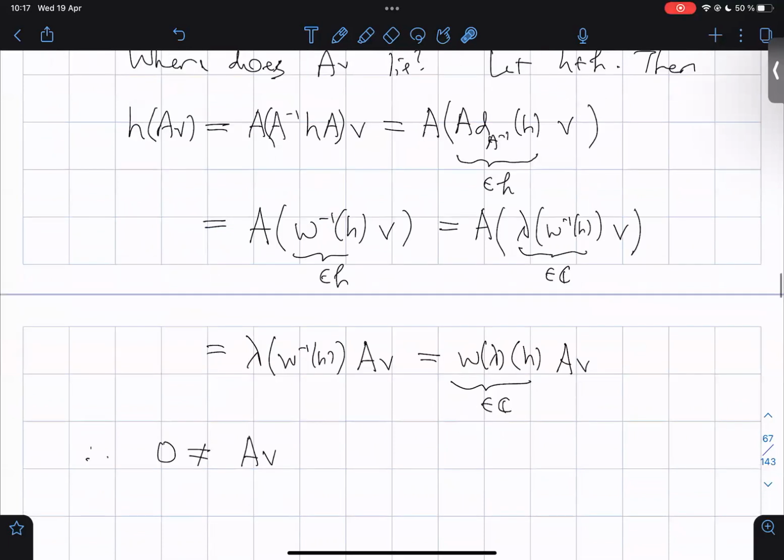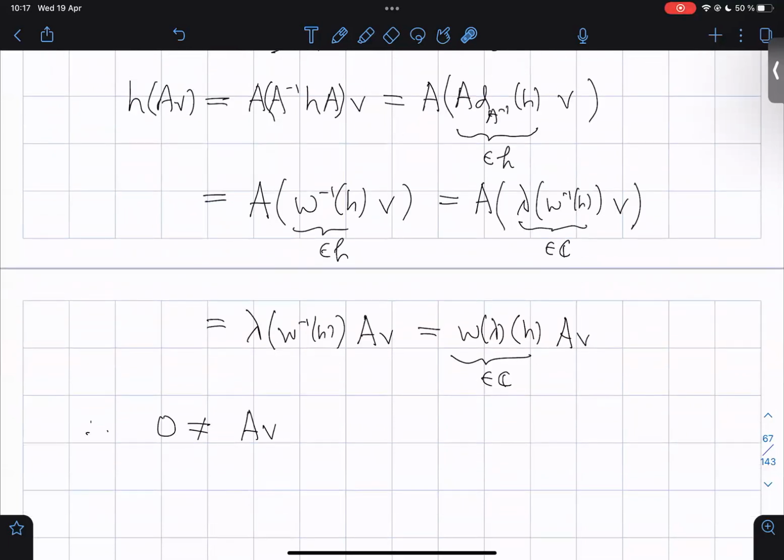And in the last expression, the W lambda is the functional, which is the same thing as lambda W inverse. And I'm evaluating it on H. So now this is a number. So yes, we're almost done. We've just shown that this AV is a weight vector. It's a weight vector for which weight? W lambda.